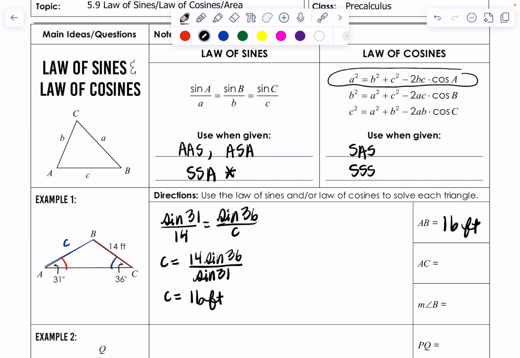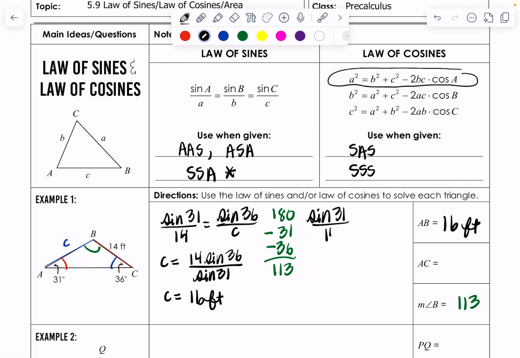And then when we look at the others, for me to find the other side, I'm going to need to know angle B. To find angle B is pretty straightforward. 180 minus your 31 minus your 36, and that gives us 113. So if I know angle B is 113, now I can use that to find the other one.